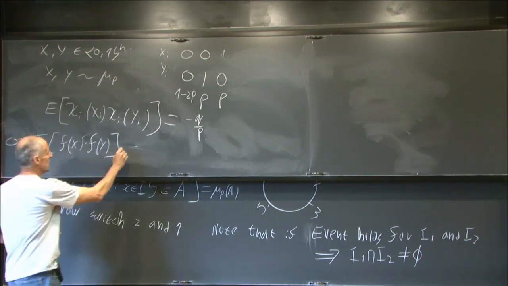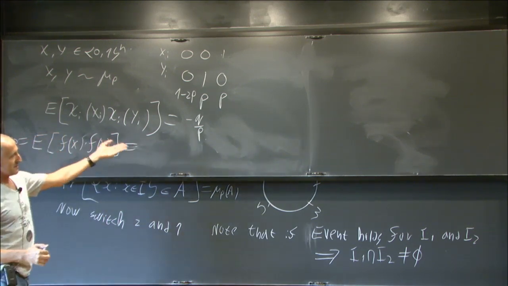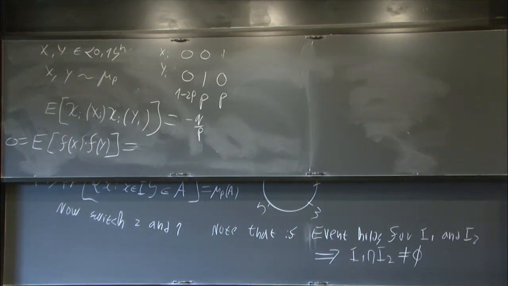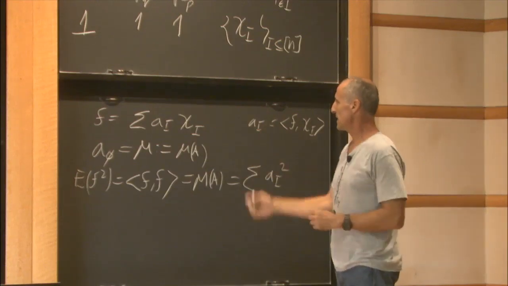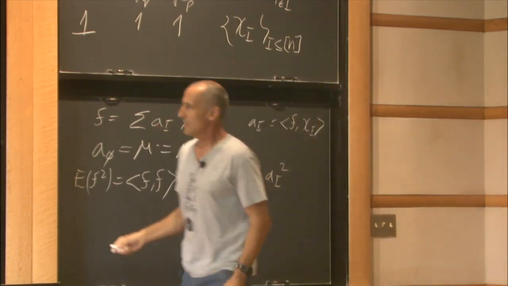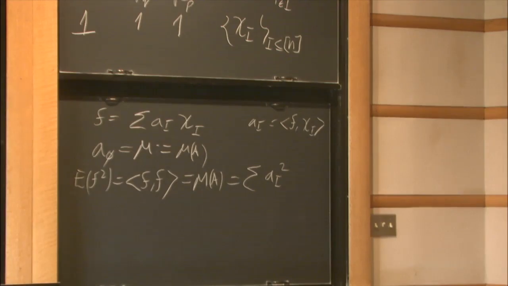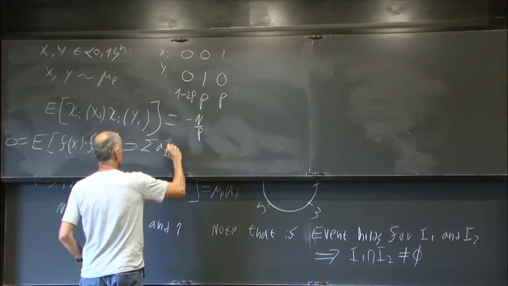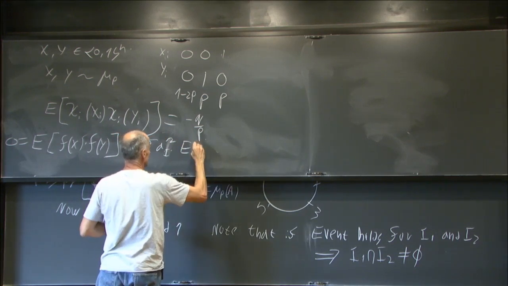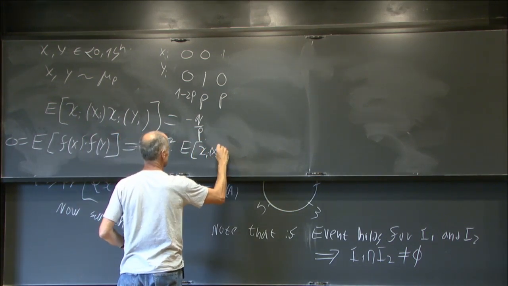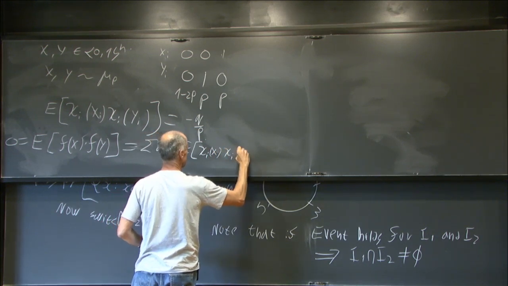On the other hand, I expand it. I write out the expansion of f, and I take the inner product. I just take all the inner products, and everything cancels out except... So I get some a_I squared times the expectation of chi_I(x) chi_I(y).